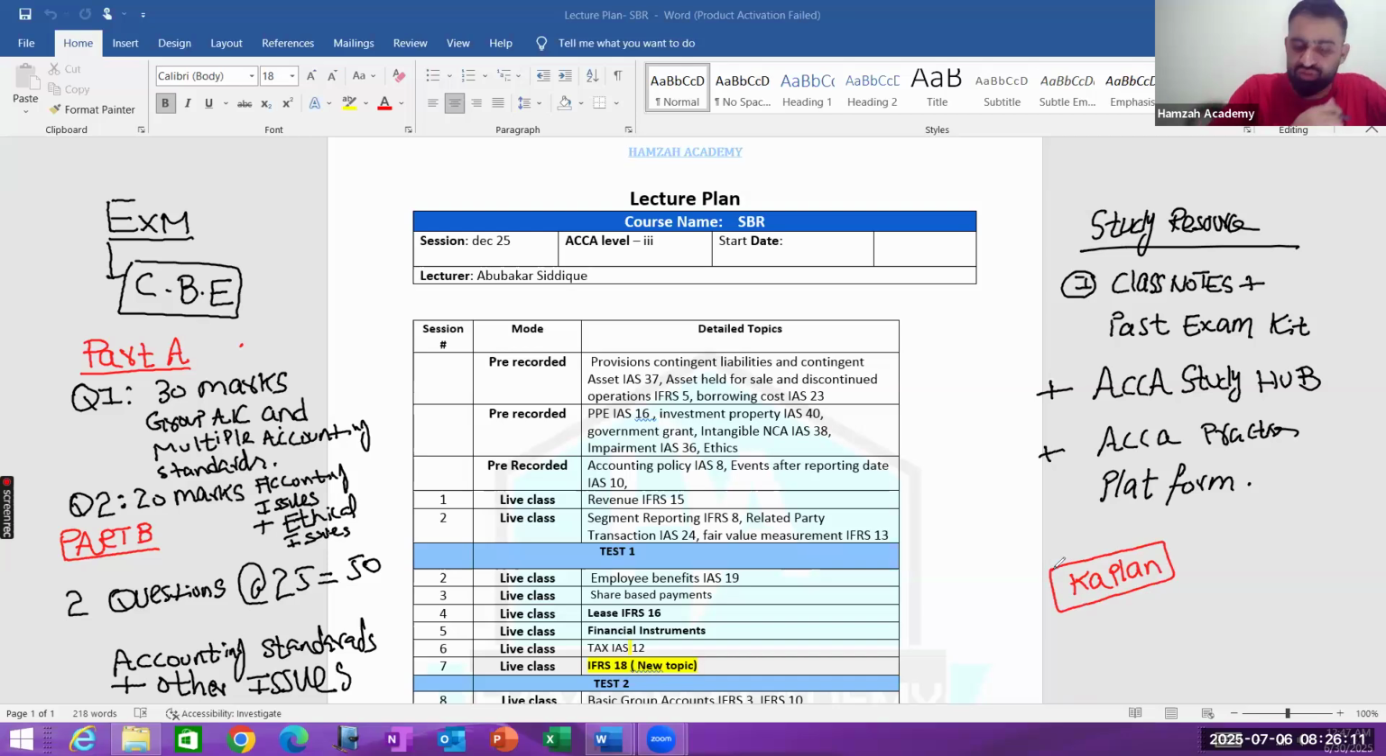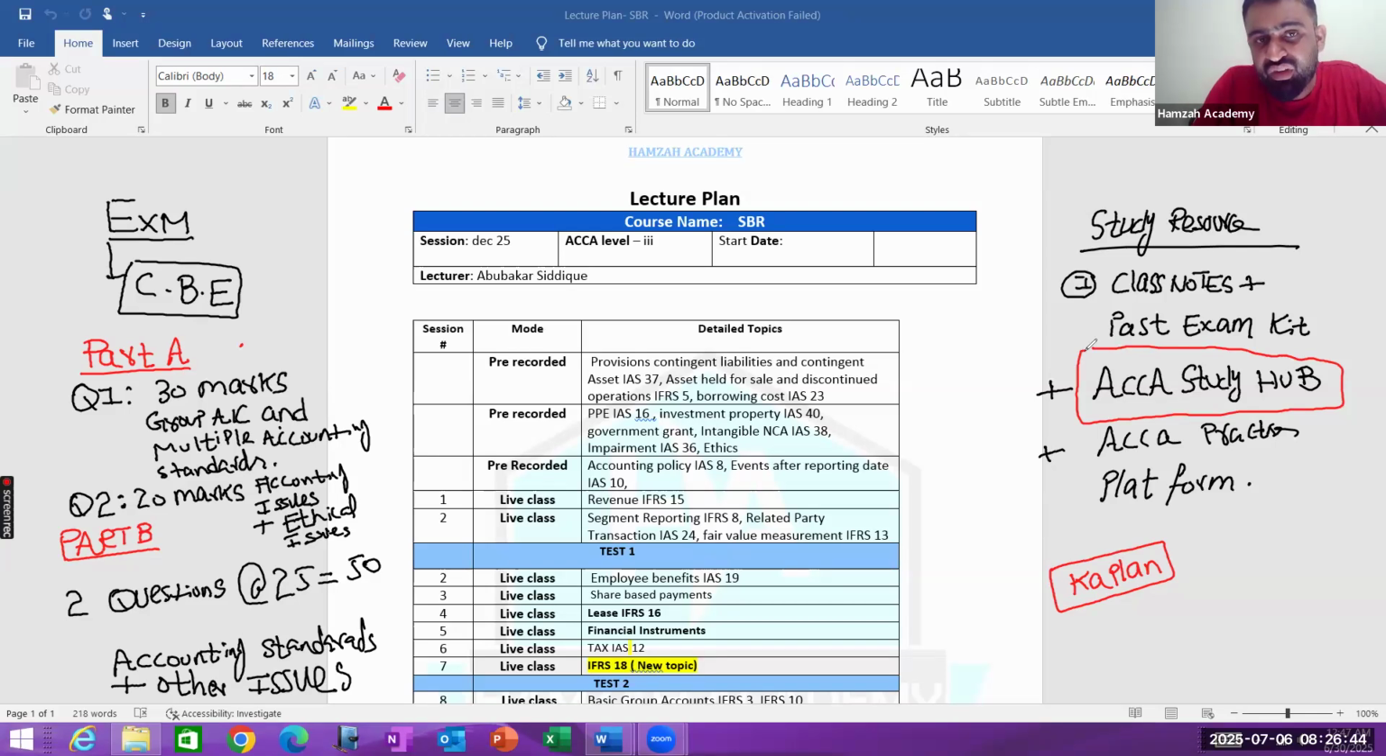You should use the Kaplan exam kit to study the SBR. But in my opinion, the class notes and ACCA Study Hub would be enough. Rather than that, I would say the most important thing now to prepare for the ACCA exam is the ACCA Study Hub.